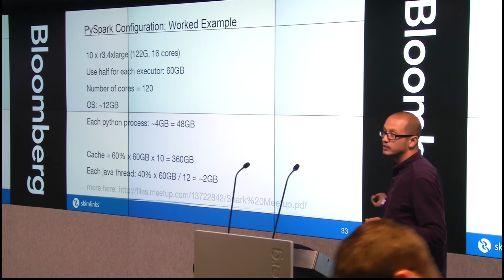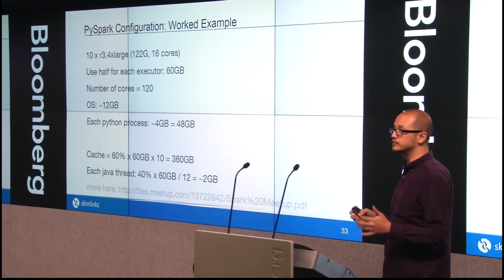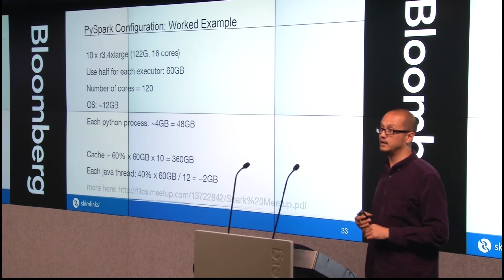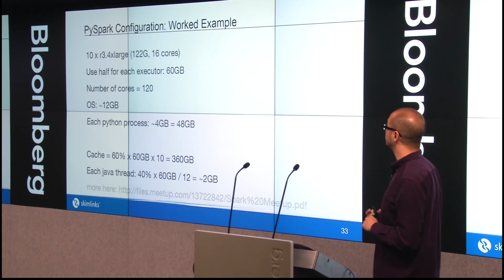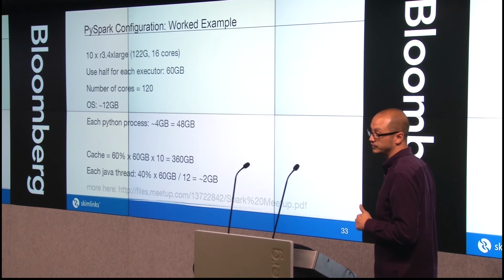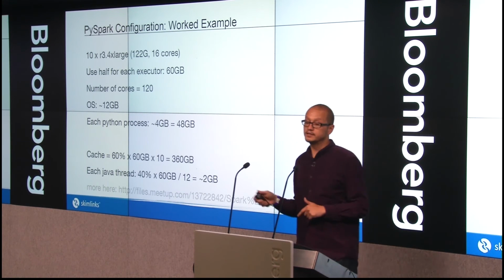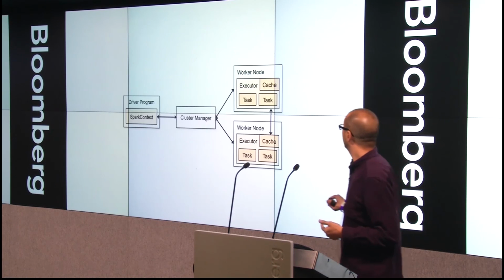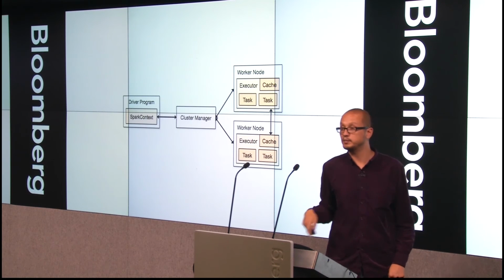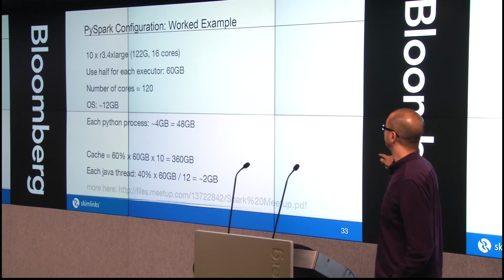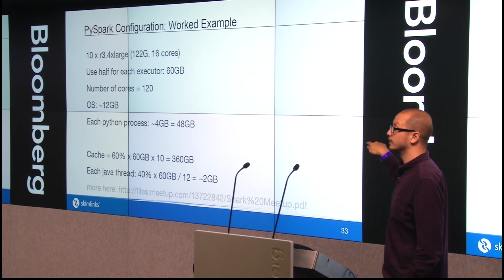What you won't find online very often is how you actually configure a PySpark cluster. There's loads of information online about how to configure a vanilla Spark cluster for Scala users, but for Python users, you really need to think about what you're doing, because each task is running in its own Python process. So you need to make sure that each Python process has enough memory. If you allocate too much memory to Spark, things won't work.